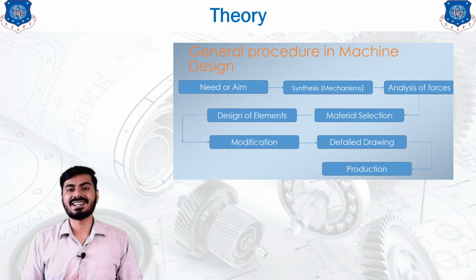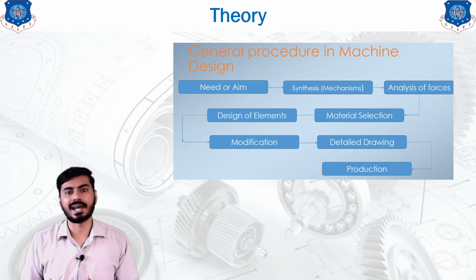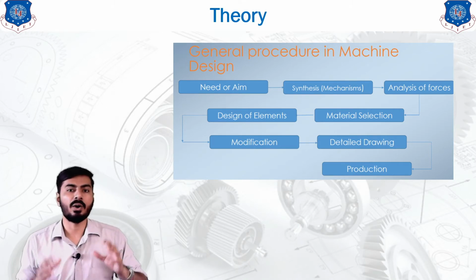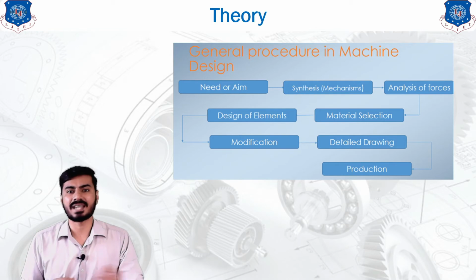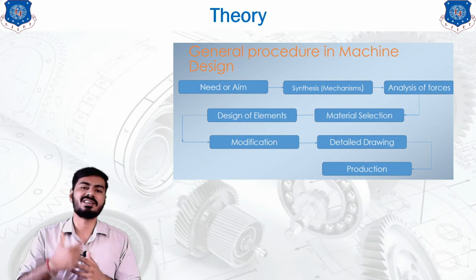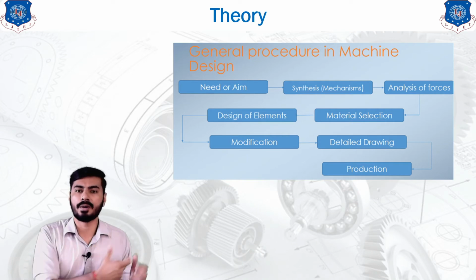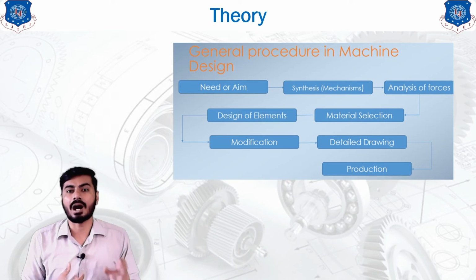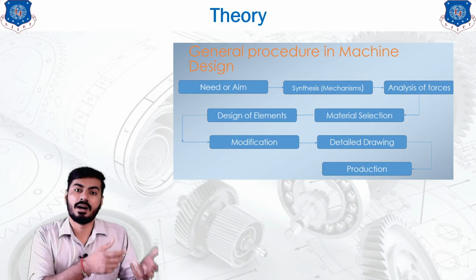Okay, so the second step is the synthesis or the mechanism. A synthesis or a mechanism is the immediate second step after the first one. Why is it so? Because whenever you think about a machine which will serve your purpose, then you will also have to design a mechanism that can make it possible.